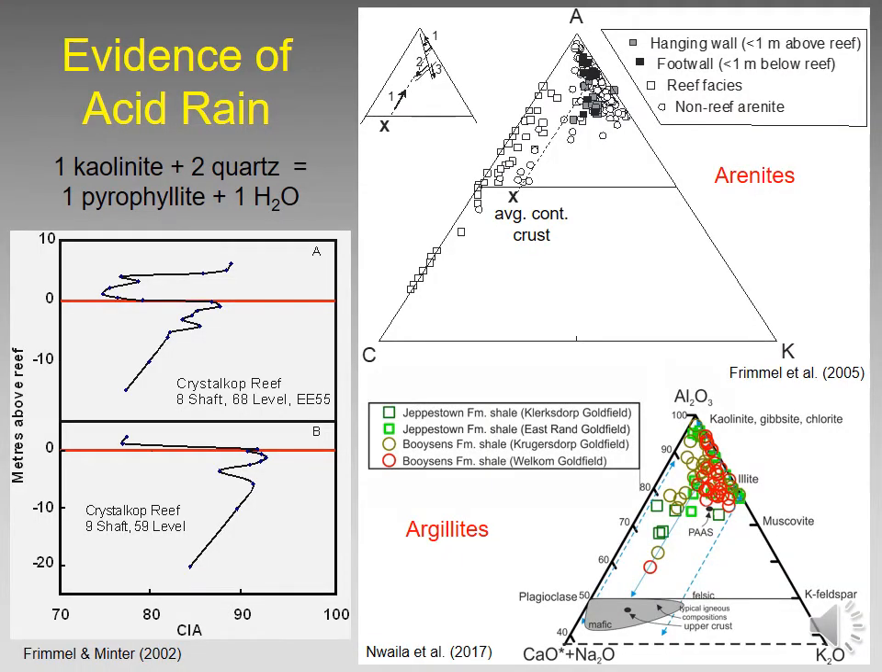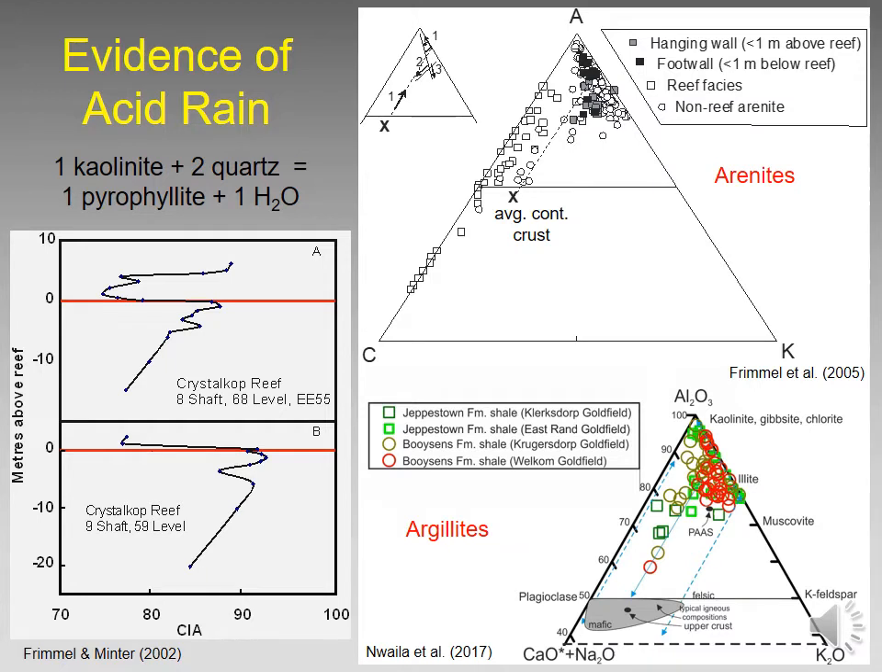Do we have any evidence of this? Well, I believe yes. Evidence of acid rain comes from the widespread occurrence of pyrophyllite, and although some of this pyrophyllite is hydrothermal, admittedly, most of it is actually concentrated below old paleo surfaces.